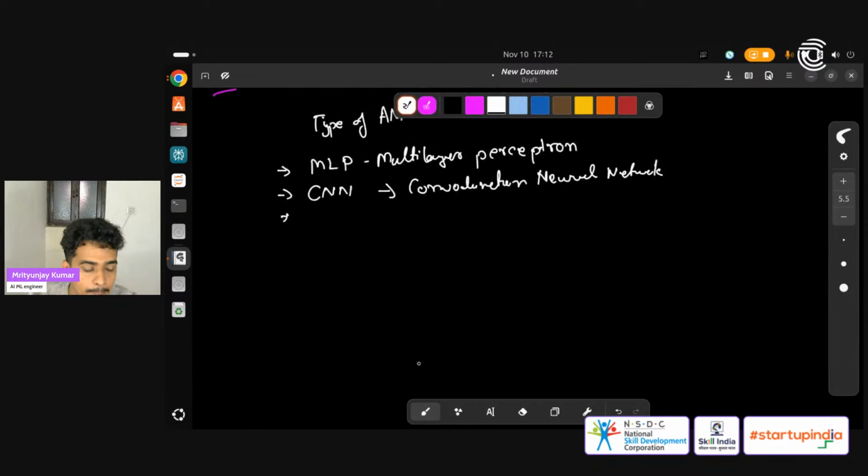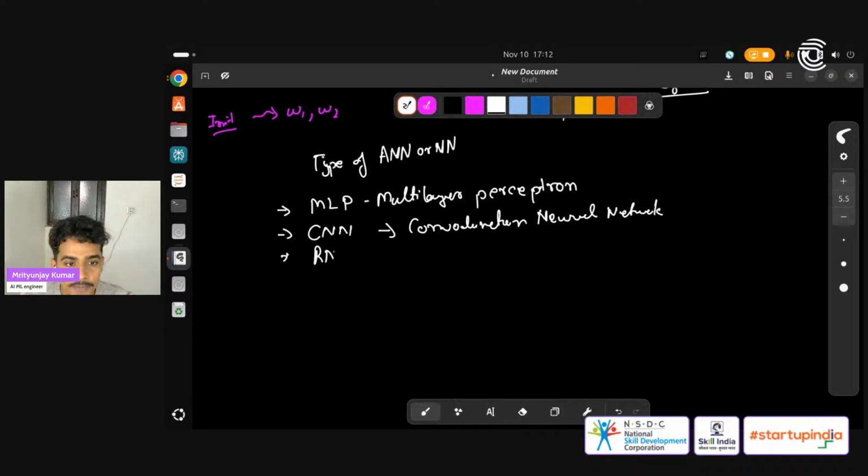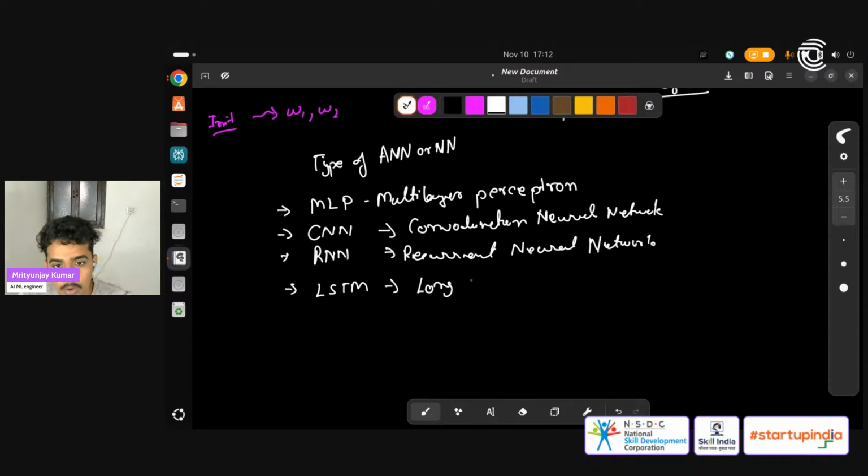Then something more like RNN, recurrent neural network. Okay, and a more updated version of RNN is LSTM, long short term memory. Then something more advanced than LSTM, that is GRU, gated recurrent network.